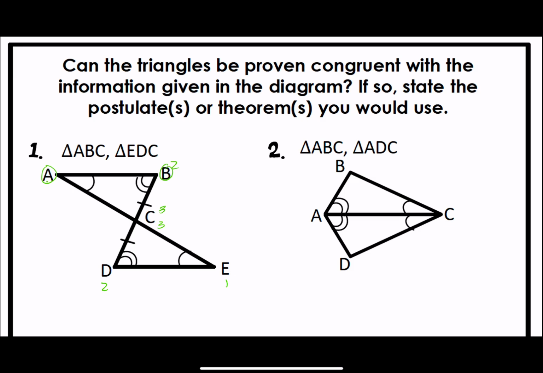So notice angle A and E, they're congruent angles. So I have a congruent angle. I have another congruent angle. And then I have a congruent side. Which means it's going to be angle, angle, side.